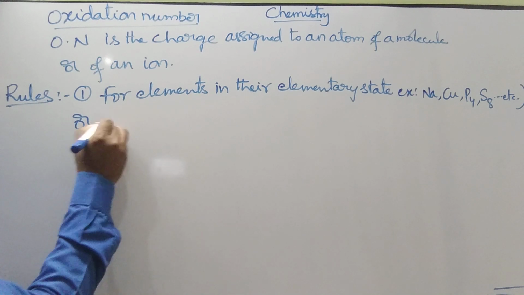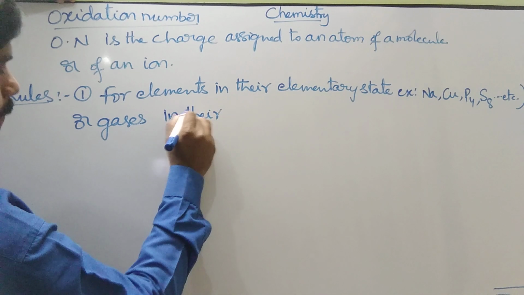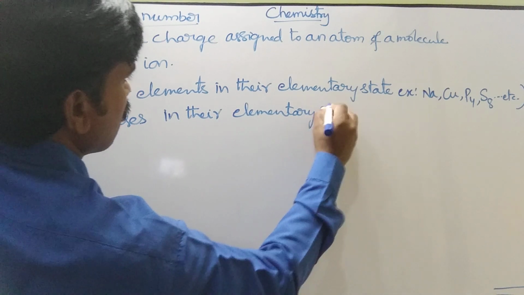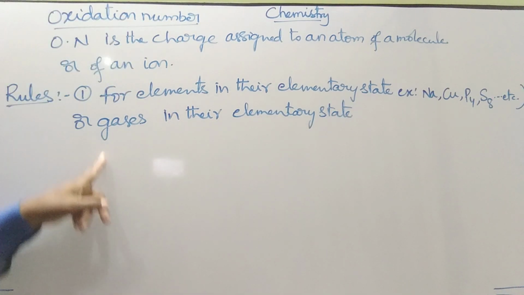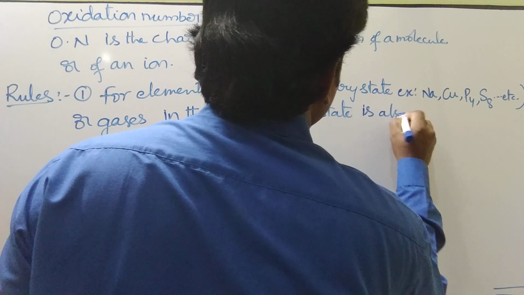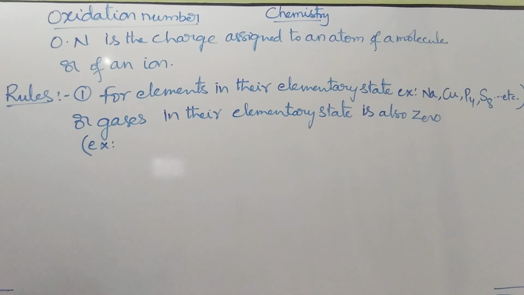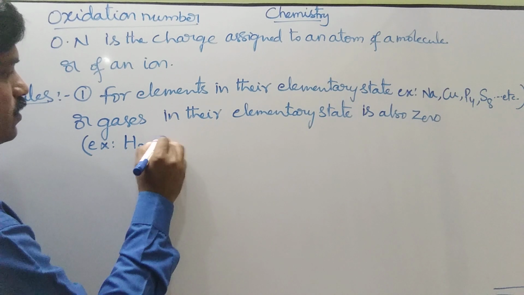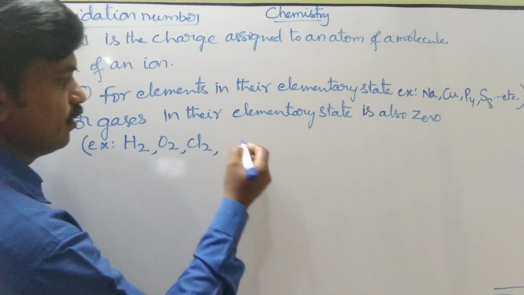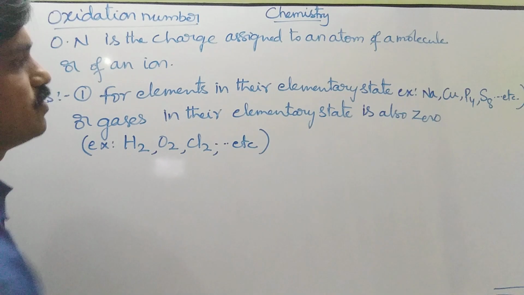Or gases in their elementary state. The oxidation state of gases in elementary state is also 0. Look at an example: hydrogen gas H2, oxygen gas O2, chlorine gas Cl2, nitrogen N2, fluorine F2. All the diatomic gases have oxidation state 0.